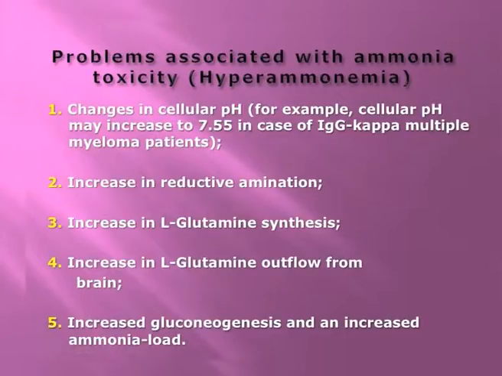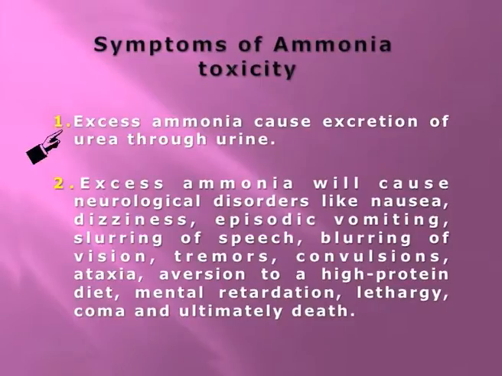And lastly, the problem associated with hyperammonemia is increased gluconeogenesis. Excess ammonium ion stimulates glucagon secretion from pancreatic alpha cells and thereby results in increased gluconeogenesis, increasing the ammonia load further. Excess ammonia may cause excretion of urea through urine, and other symptoms include nausea, dizziness, blurring of vision, slurring of speech, ataxia, mental retardation, lethargy, coma, and ultimately death.